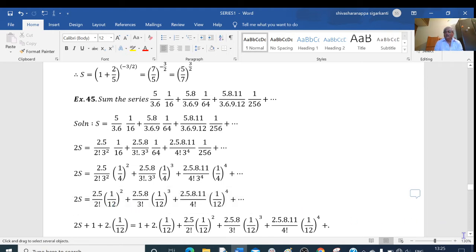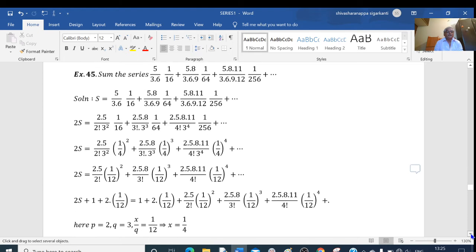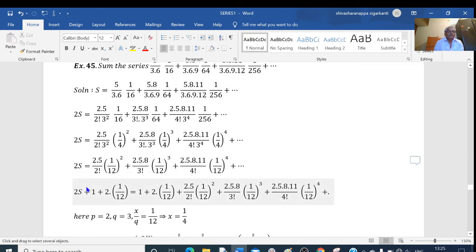Therefore, I will add these two terms on both the sides. This is 2s plus 1, I am adding on the left hand side, plus 2 into 1 by 2, I am adding on the left hand side. On the right hand side also I am adding 1 plus 2 into 1 by 12. So I am adding these two terms.